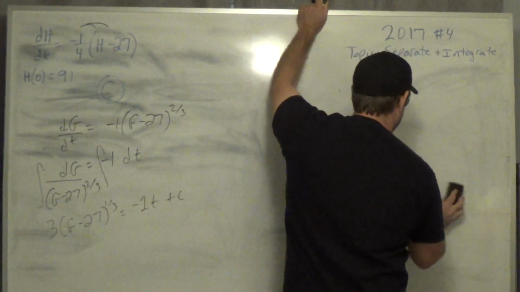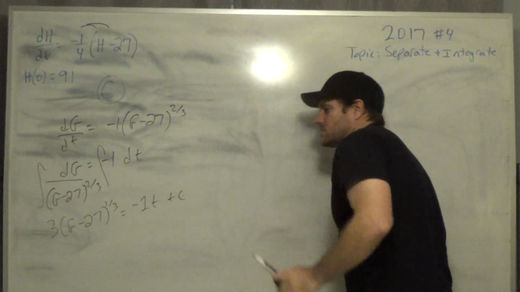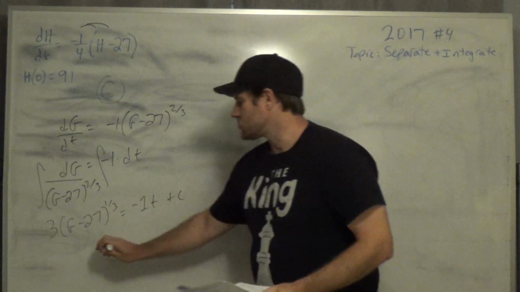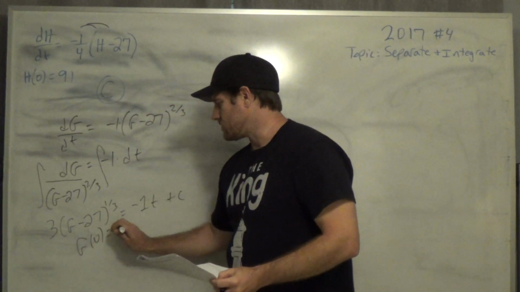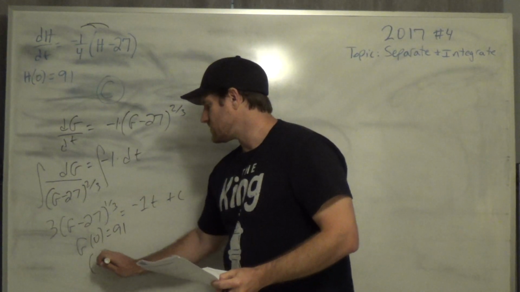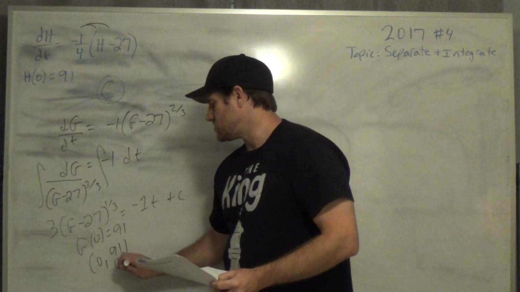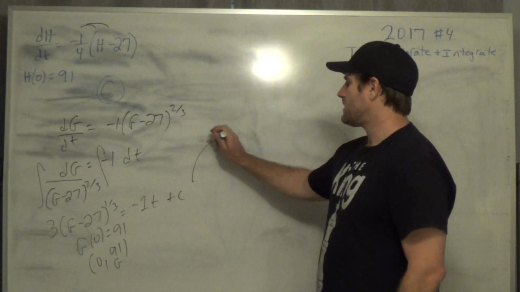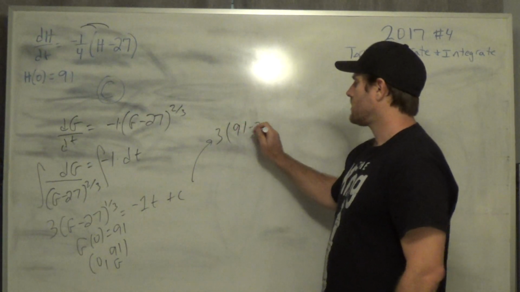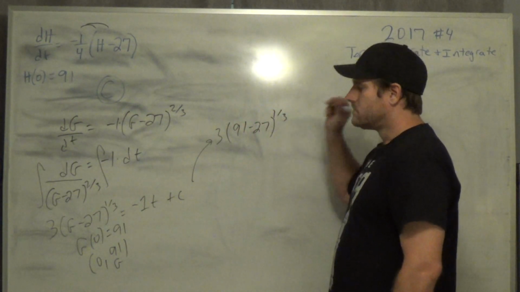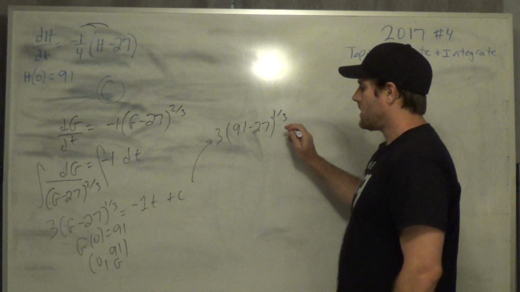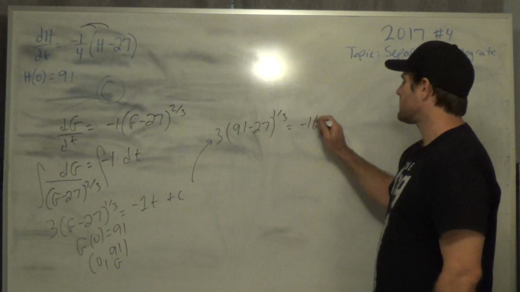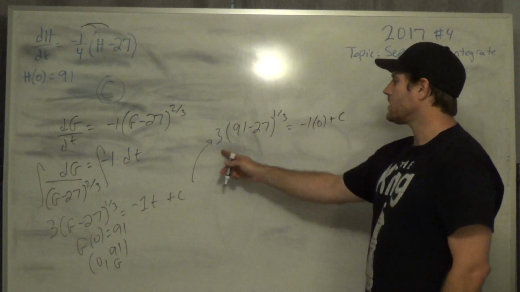Now, we must solve for c. So what am I going to do to solve for c? Well, they give me the initial ordered pair, g of 0 equals 91. Again, when time is 0, g is 91. So t is 0, g is 91. So I'm going to go ahead and do that. And again, on the other side, I put a 0 there. When I put a 0 there, I just get c. So all of this is c.